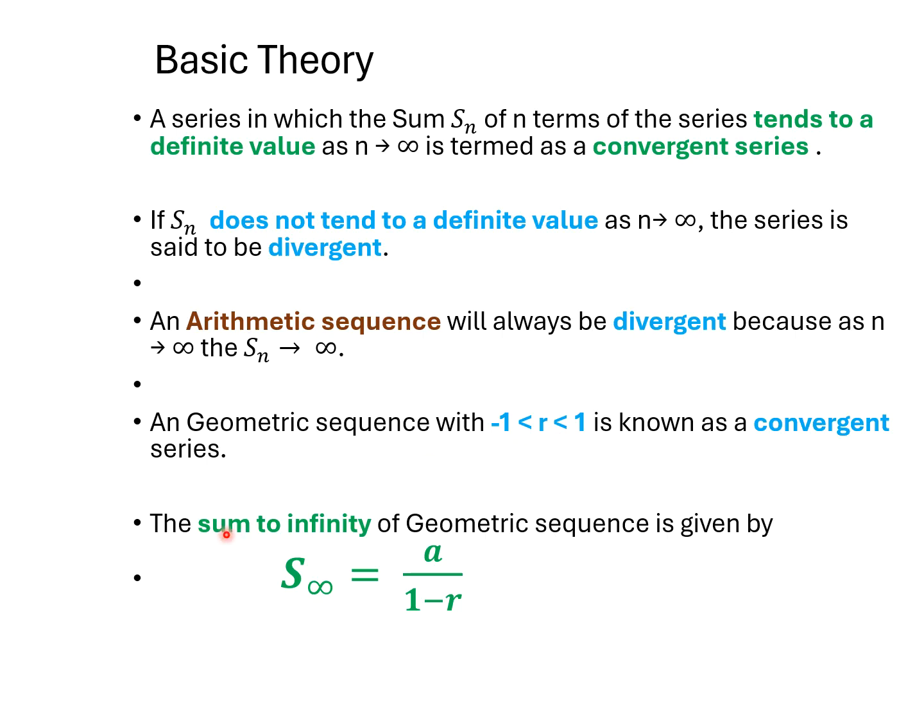Now, when we talk about the sum to infinity of a geometric sequence, we first take into account that the geometric sequence is converging. If it's converging, my r is less than 1 and greater than minus 1, then we use this formula: sum to infinity equals a divided by 1 minus r. So that's just basic theory. If r is greater than 1 or r is less than minus 1, then we say the series is diverging. If it falls in between those two, it is converging.